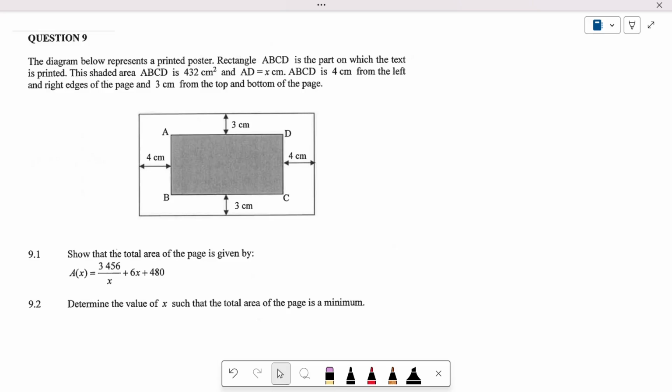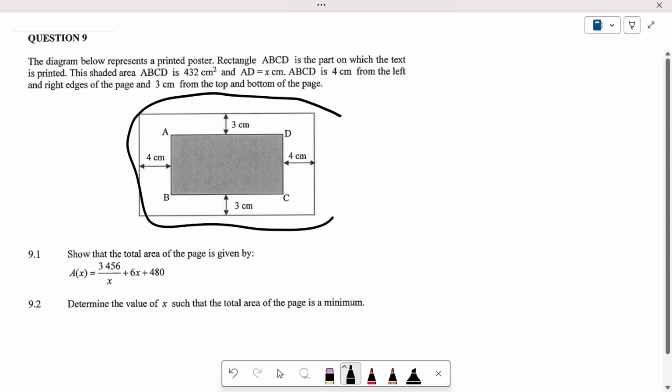So they give us a printed poster, which is going to be this entire rectangle outside, right? That's what we are looking at. A rectangle ABCD is the part on which the text is printed. So this shaded area over here, ABCD, is 432 centimeters squared. And AD is equal to x centimeters. Okay, so they're saying AD, which is basically this length over here, is x centimeters.